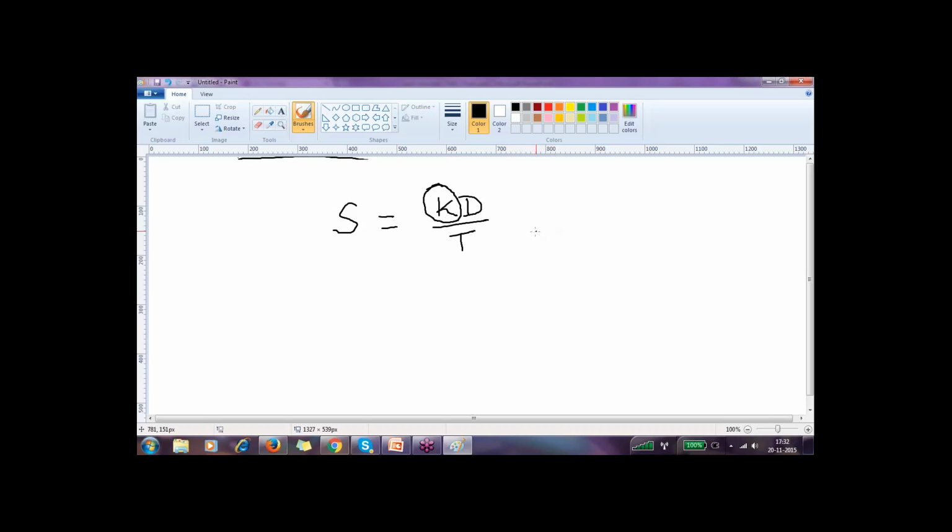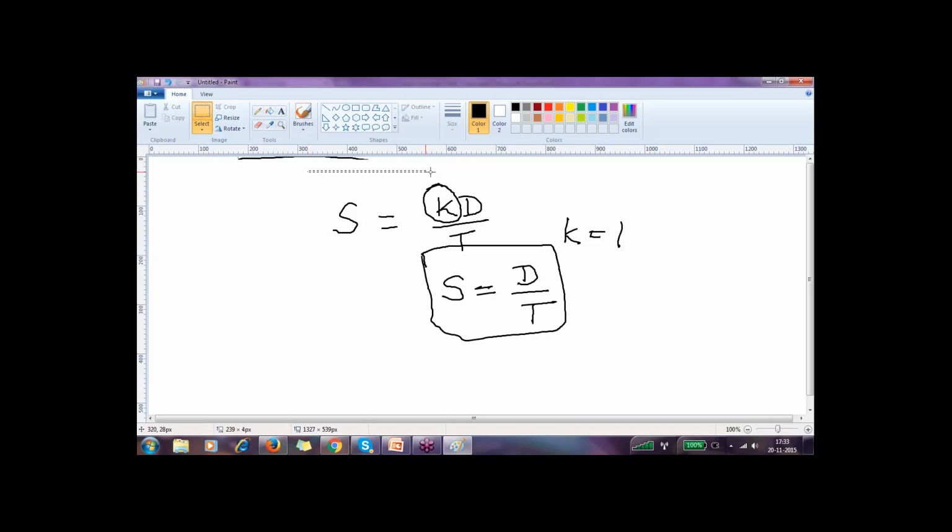By experiment, it has been found that K is always equal to 1. Okay? K is always equal to 1. If K is equal to 1, then you get this formula, speed is equal to distance upon time. This is how this formula has been derived. Okay, clear up till now? Any confusions?